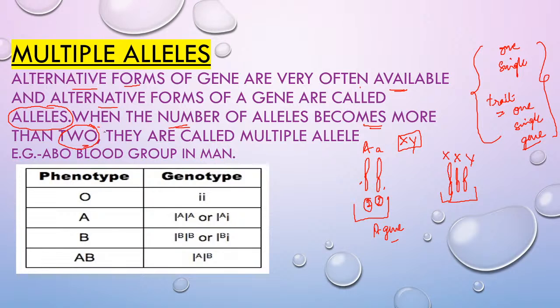When there are more than 2 alleles, they are known as multiple alleles.